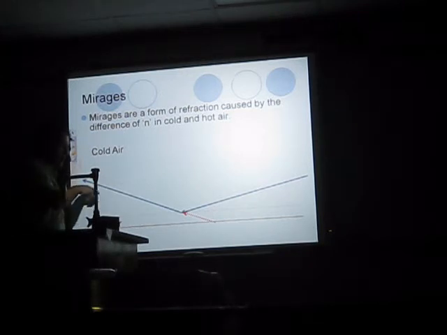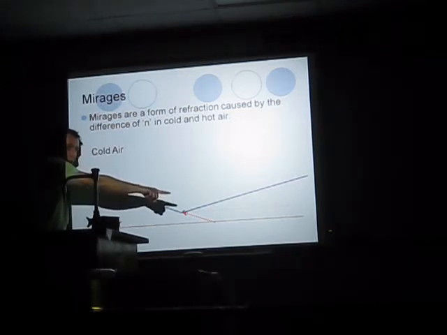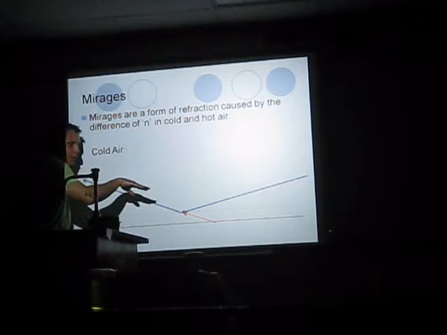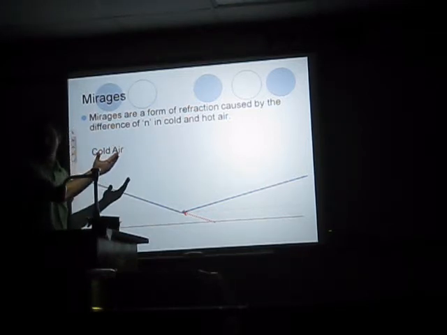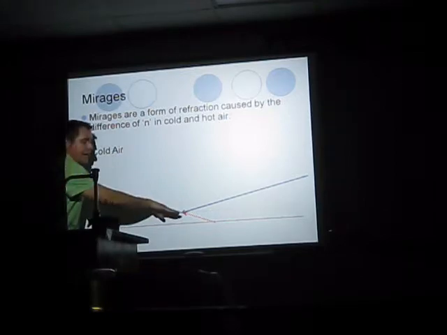So if I'm standing here, I think I'm looking at water down below. What am I really seeing? What's beautiful and blue that I'm really looking at? The blue sky. So a mirage is just a reflection.